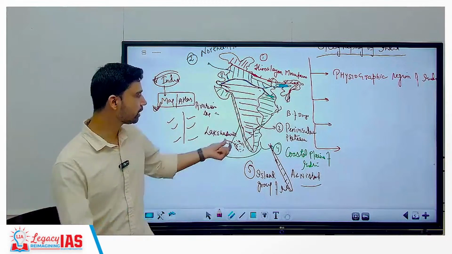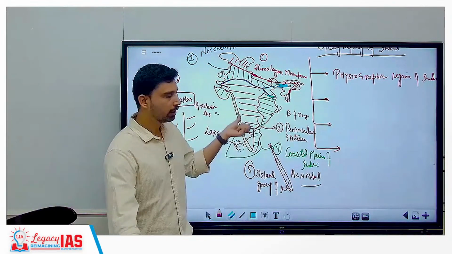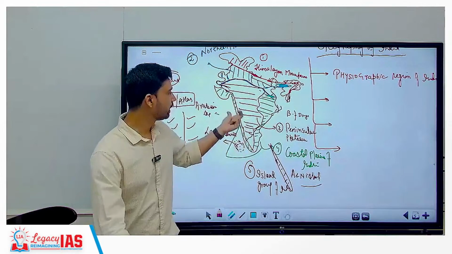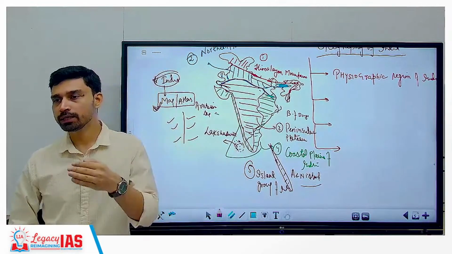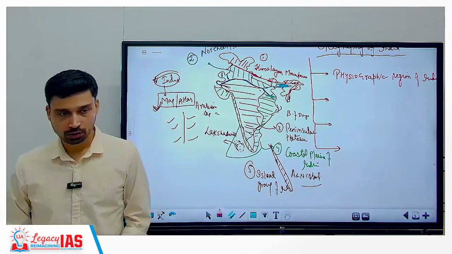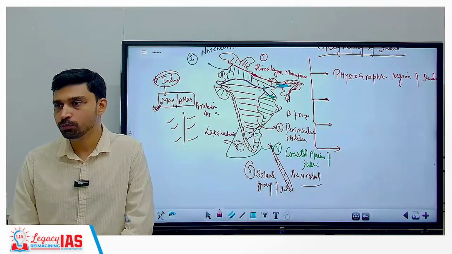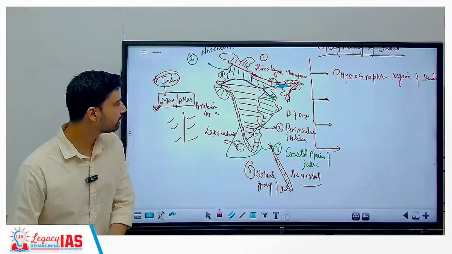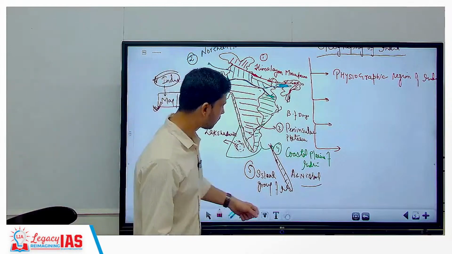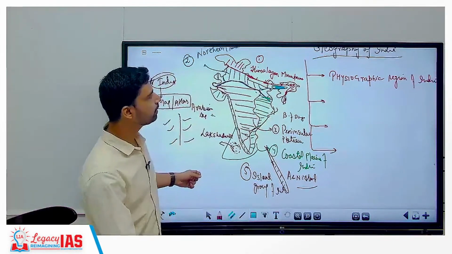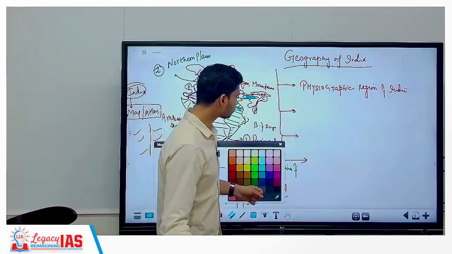Okay, similarly for Western Ghats, a question was asked 2 years back itself. 4 peaks were given and you had to arrange them sequentially. What is the correct order if you move from south to north? So that is why knowing the location is more important here. That is why map and atlas work will become a very important part of your preparation. So physiographic regions of India, that is the first part.